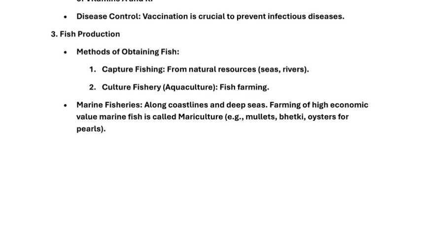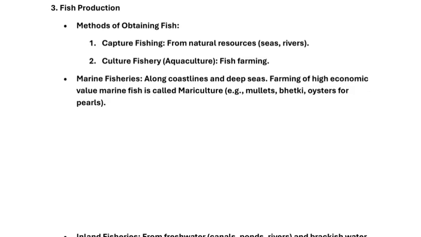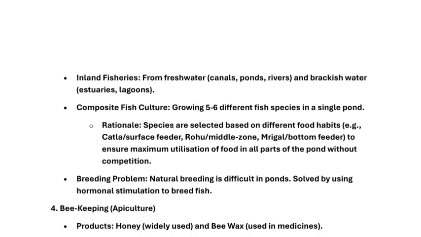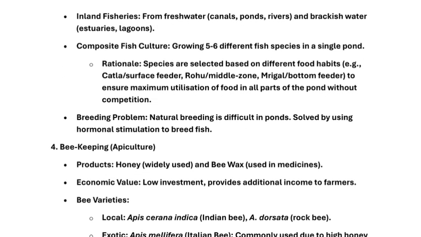3. Fish production: methods of obtaining fish. 1. Capture fishing, from natural resources such as seas and rivers. 2. Culture fishery, aquaculture or fish farming. Marine fisheries are along coastlines and deep seas. Farming of high economic value marine fish is called mariculture, for example mullets, bhetki, and oysters for pearls. Inland fisheries use freshwater such as canals, ponds, and rivers, and brackish water such as estuaries and lagoons.